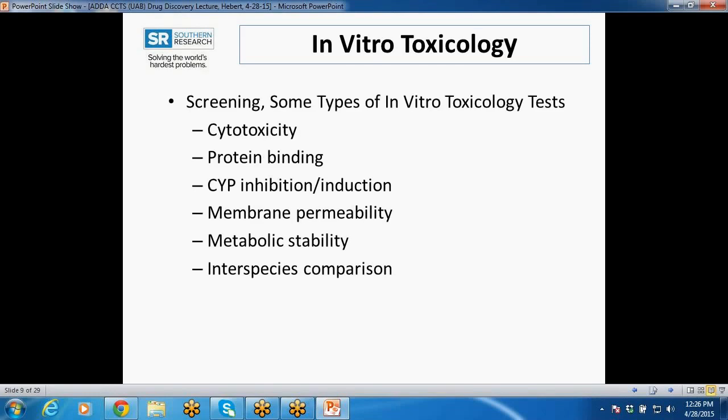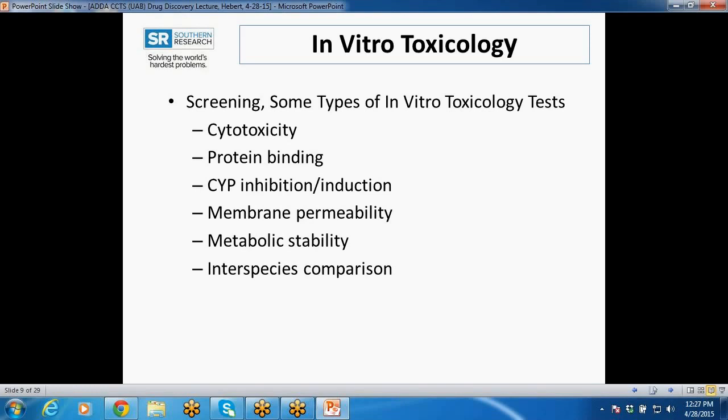So some types of in vitro toxicology testing would be cytotoxicity testing. If I put this drug into solution and mix it with HepG2 cells, does it tear those cells apart? Does it punch holes in the cell membrane? Do the cells thrive? There are a number of different types of tests that you can use to look at cytotoxicity, and I'm not going to go into those, although those are slides that I took out of this presentation.